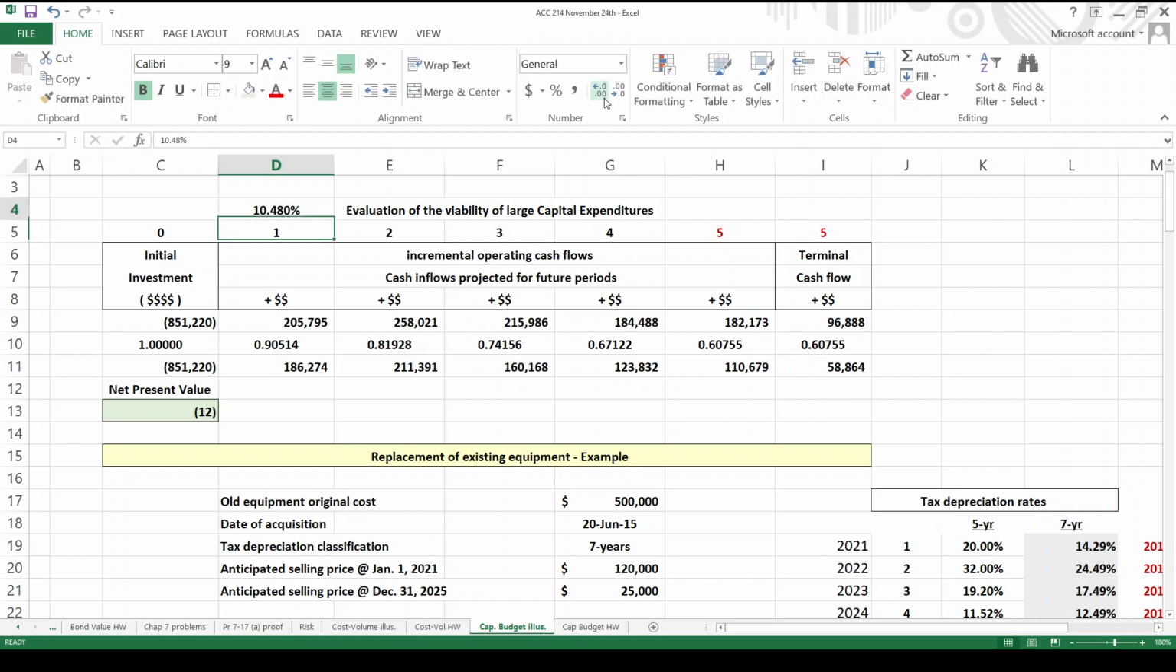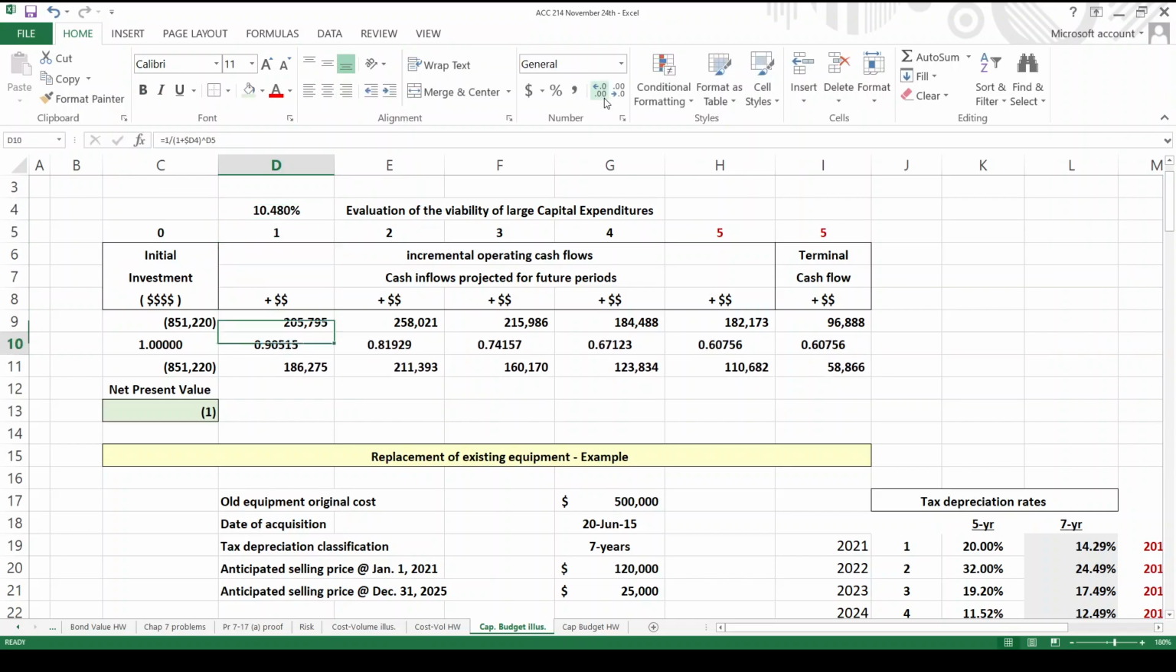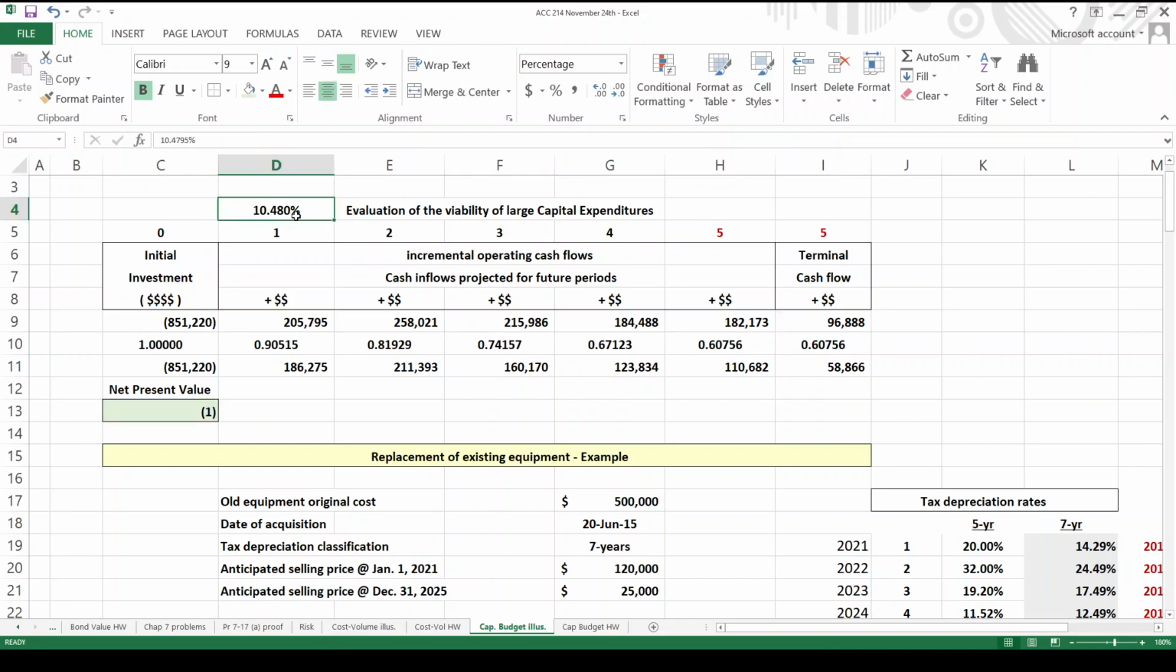Okay, I got 12 bucks. I could, all right, you want me to get the exact number? I'll try. All right. That's the rate. 10.48 is the rate. It's also the internal rate of return. It's the interest rate which causes the NPV to be 0, yeah? Which we got by trial and error.